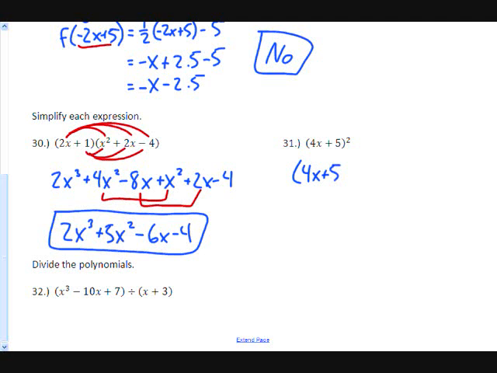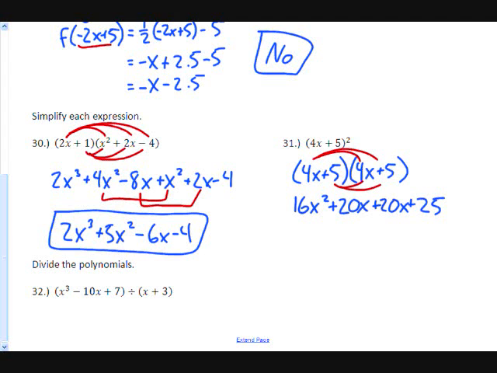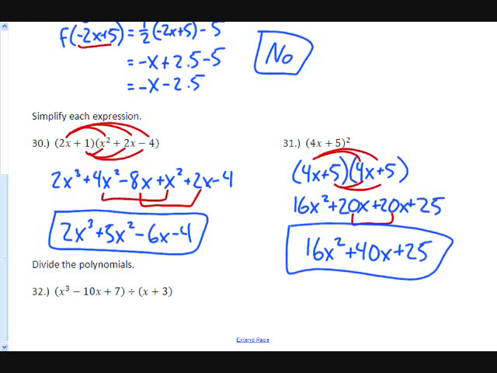Okay? In number 31, I just have to remember that squaring something like this, a 4x plus 5 squared, means I have to do 4x plus 5 times 4x plus 5. And now I have to distribute or FOIL. Okay, so I distribute the 4x, that's a 16x squared plus 20x. I distribute the 5, that's going to give me a plus 20x plus 25. And now I combine the like terms, the 20x and the 20x, so I get a 16x squared plus 40x plus 25. And that's it.